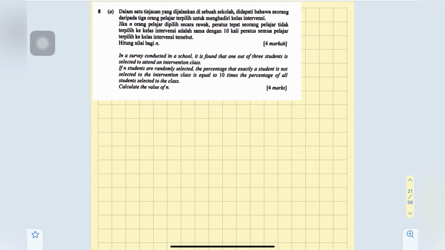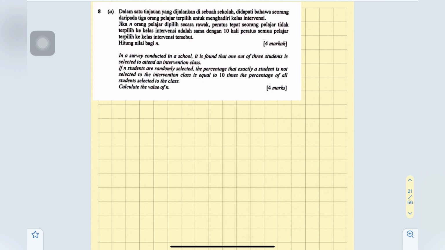Now we are going to discuss questions in Section B. Question 8A. In a survey conducted in a school, it is found that 1 out of 3 students is selected to attend an intervention class. If n students are randomly selected, the percentage that exactly one student is not selected for the intervention class is equal to 10 times the percentage of all students selected for the class. Calculate the value of n.